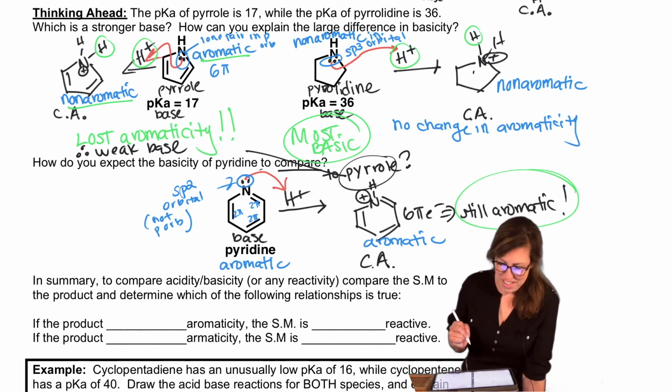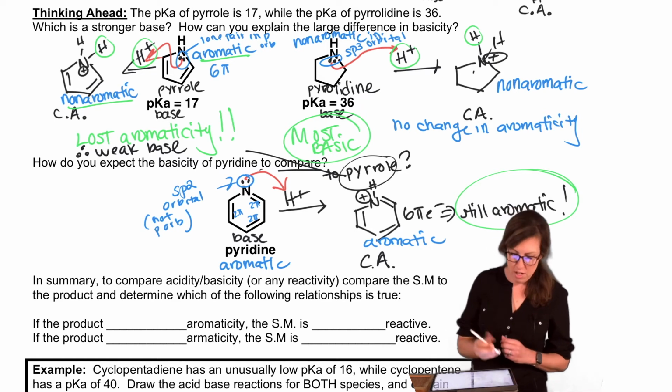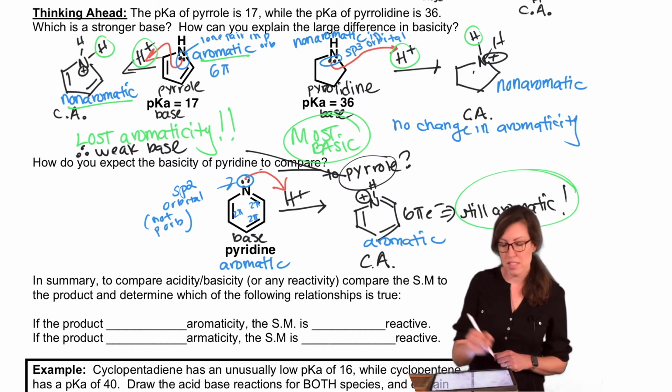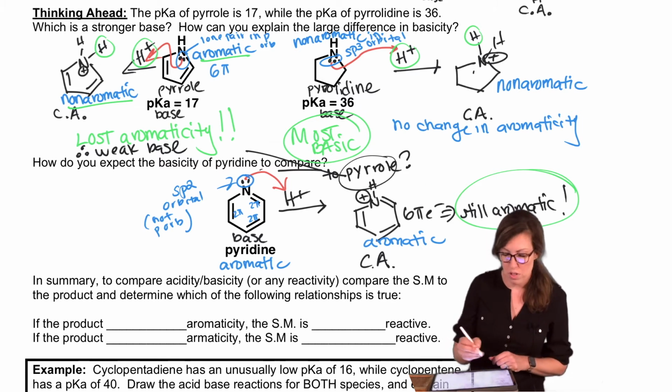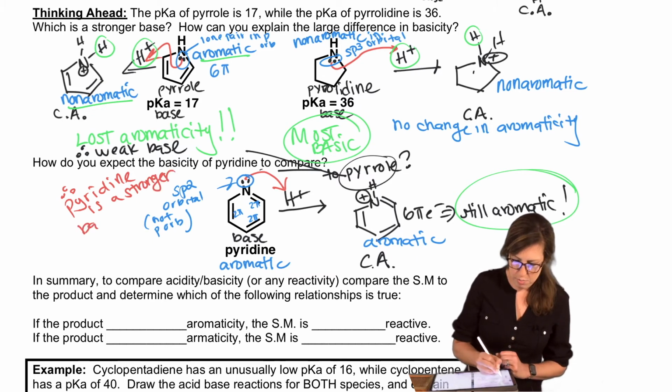Okay, I hope that clears that up, but we still haven't answered the question. Who would be more basic, pyridine or pyrrole? Pyrrole lost aromaticity, weak base. Pyridine stayed aromatic, so it does not hurt it to be a base. In other words, it doesn't lose a lot of stability. Therefore, it is a stronger base than pyrrole. Pyridine is a stronger base than pyrrole.